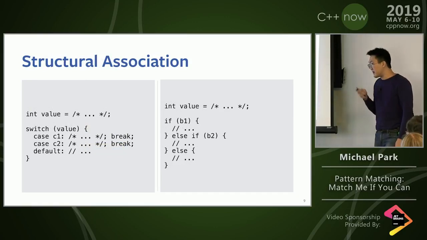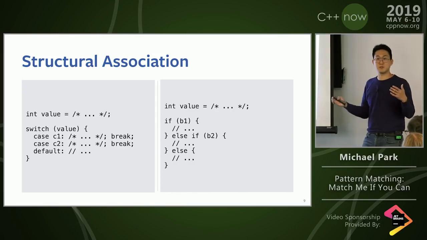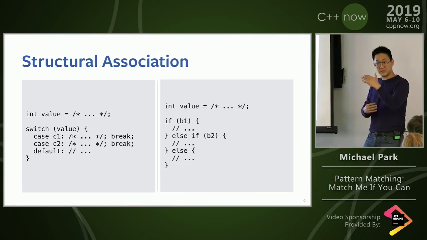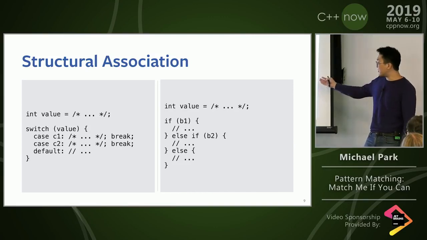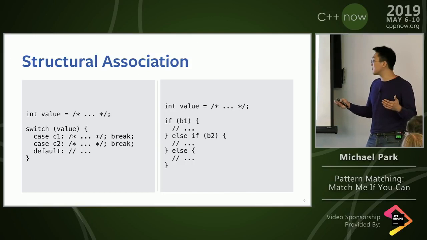So inherently, what we're looking at is a structural association of these conditions and values. If we look at the switch case, when we switch on a value and we have case C1 and C2, and let's say these C1 and C2 are arbitrarily complex expressions. Without expanding C1 and C2, we can tell that C1 and C2 are used to compare against value, and there's an inherent association there. In the if-else chain with B1 and B2, without expanding and analyzing B1 and B2, what the Boolean is, we have no idea if it has anything to do with value at all, right? So it's a lot more work for the compiler.